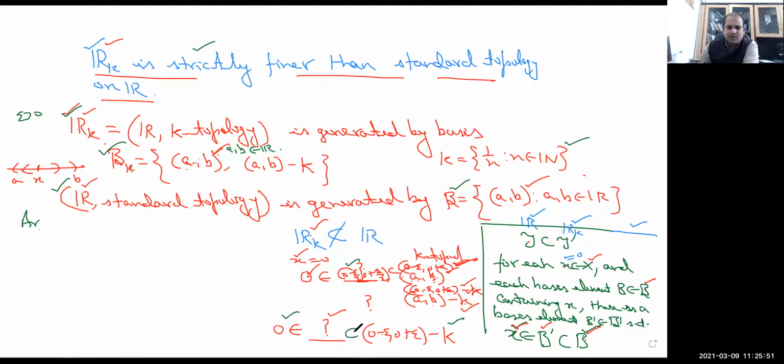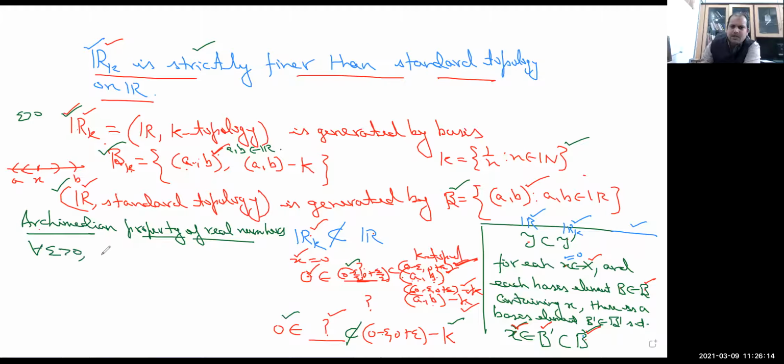Actually, this containment is not possible. Let me write here that this containment is not possible. Why? For this, you have to use the Archimedean property of real numbers. It says that for every epsilon greater than 0, epsilon is some real number, there exists n_0 belonging to N such that 1 by n can be made less than epsilon for every n greater than or equal to n_0.